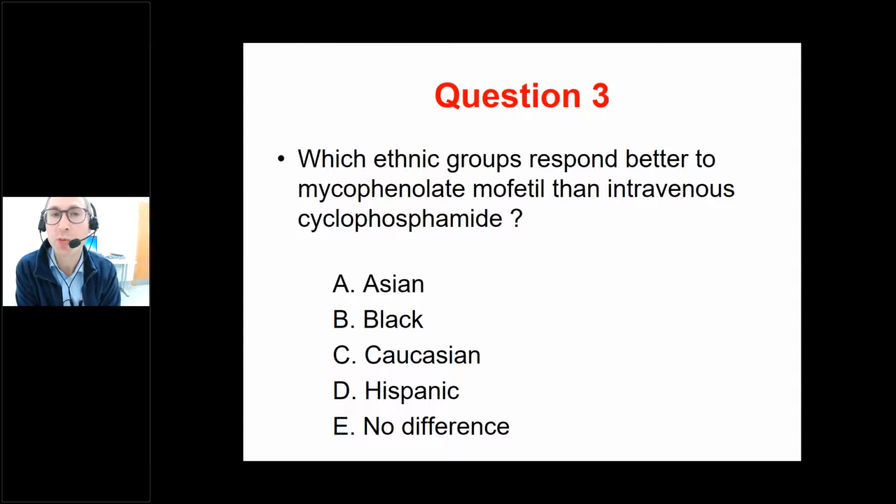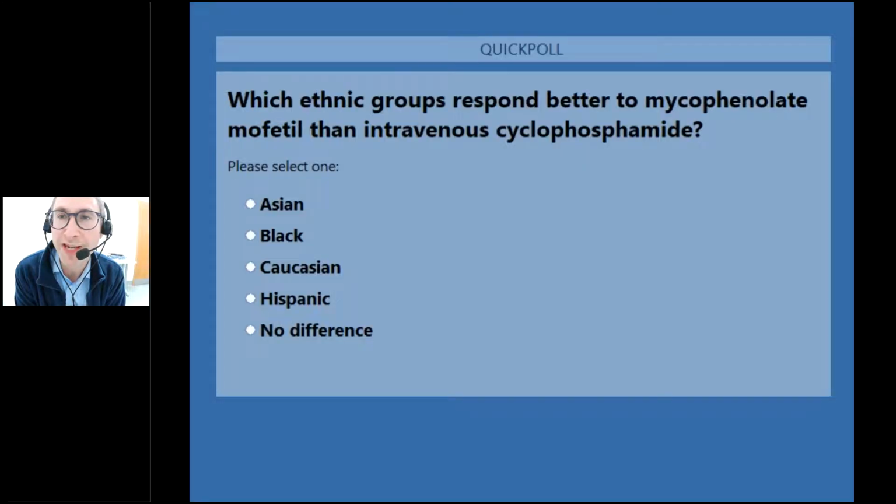So the first question is which ethnic groups respond better to mycophenolate mofetil rather than intravenous cyclophosphamide? Is it A, B, C? A is for Asian, B is for Black community, C is for Caucasian, D is Hispanic, and E, there's no racial or ethnic differences. So which groups respond better to MMF than IV cyclophosphamide?